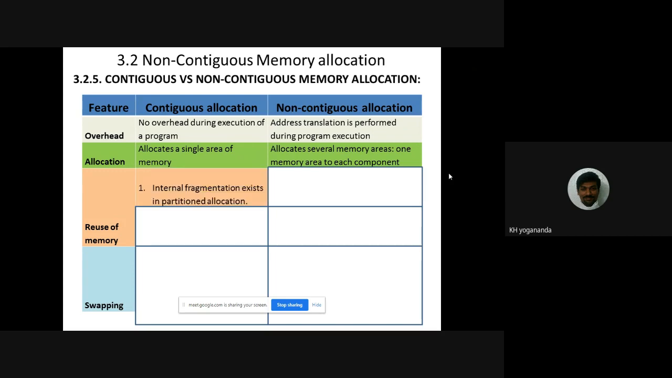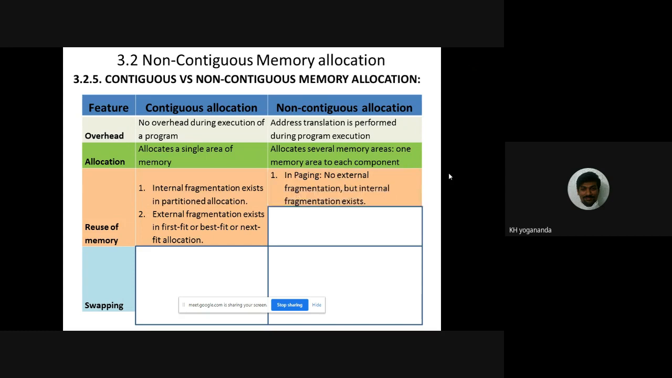Then reuse of memory: internal fragmentation exists in the partition allocation, and external fragmentation exists in the first fit, best fit, or next fit allocation. Coming to non-contiguous memory allocation, we saw the implementation with paging and segmentation. When we go with the paging concept, there will be no external fragmentation, but there will be internal fragmentation. When we go with the implementation of non-contiguous using segmentation, there will be external fragmentation, but there will be no internal fragmentation. This we saw just now a few slides earlier.